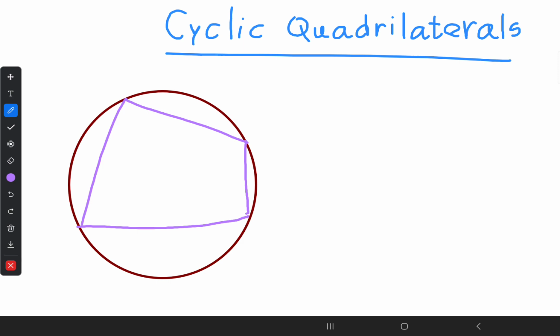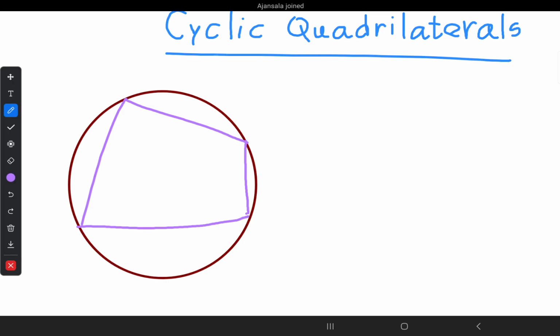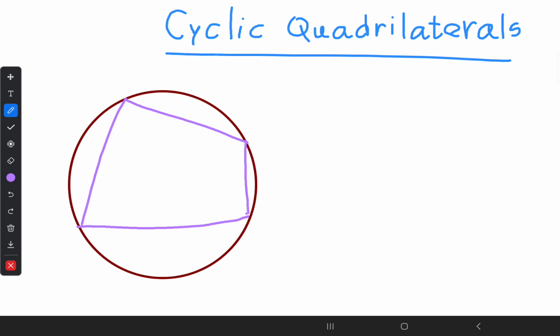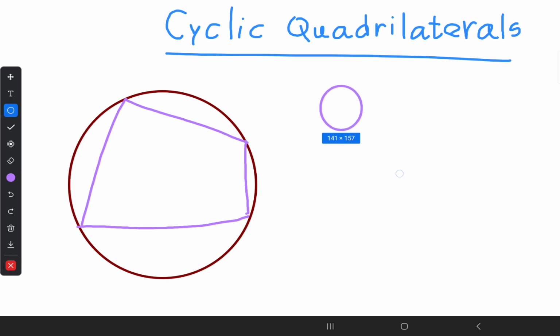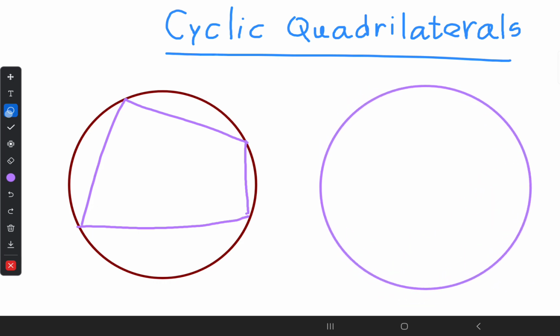When we connect 4 different points located on the circumference of the circle, that will give you a closed, 4-sided shape. This is what we call a cyclic quadrilateral. We can draw many kinds of cyclic quadrilaterals on the circle's circumference. For example, when I connect like this.